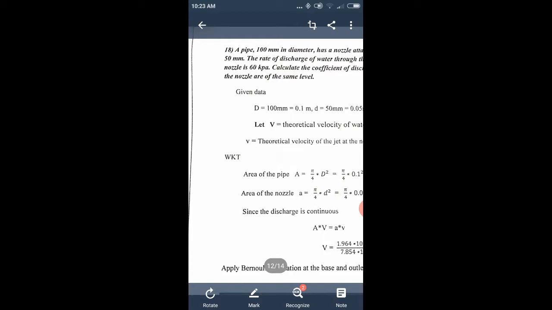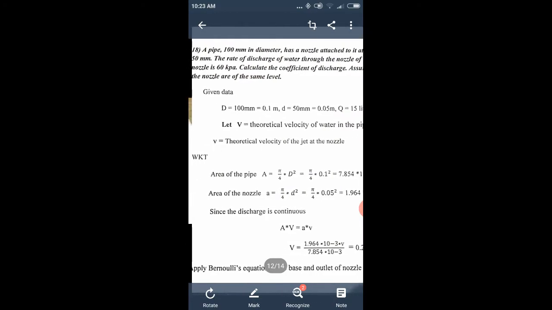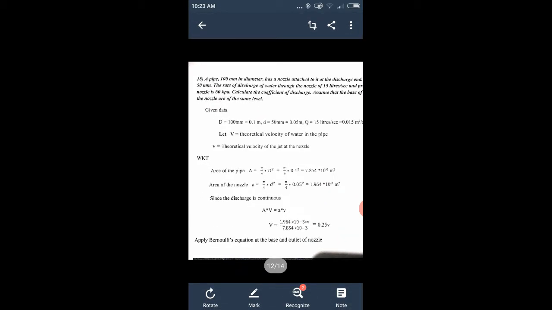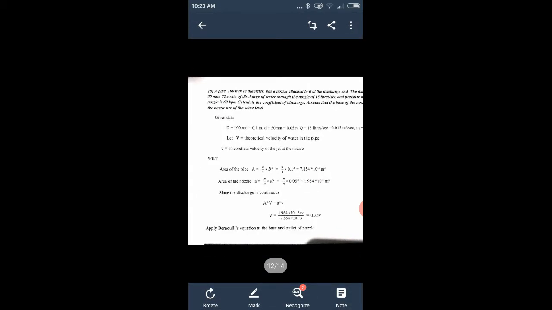A pipe 100 mm in diameter has a nozzle attached to it. The diameter of the nozzle is 50 mm. The rate of discharge through the nozzle is 15 liters per second, and the pressure at the base of the nozzle is 60 kilopascal. Calculate the coefficient of discharge. Assume that the base of the nozzle and the outlet of the nozzle are at the same level.